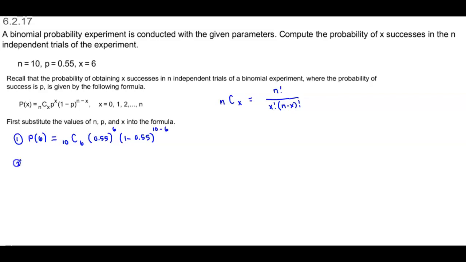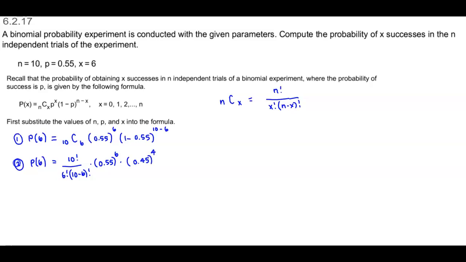Okay, now for step 2, again, we have the probability of 6, and then we use the formula n factorial, which is 10 factorial, over x factorial, which is 6 factorial, times 10 minus 6 factorial. And then we're going to multiply that by 0.55 to the 6th power, and then we're going to multiply that by 1 minus 0.55, which is 0.45, and that's to the 4th power.